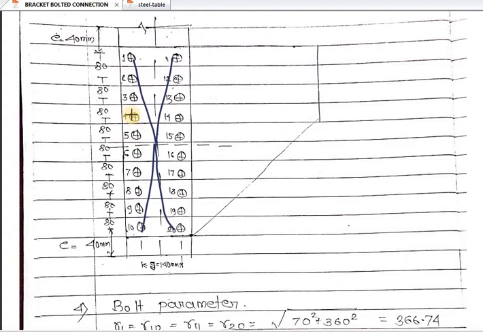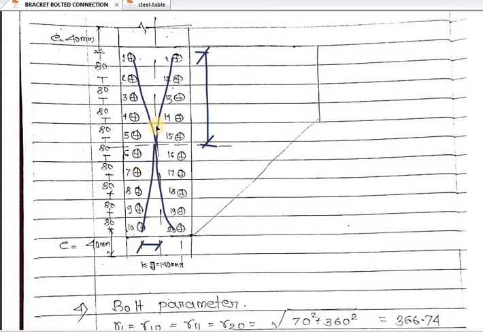So 40 plus 80 plus 80 plus 80 plus 80. 80 how many times? 4 times 80 and 1 time 40. So this will be the vertical distance from this point to this point. What about the horizontal distance? The horizontal distance from this center to this center has been taken as 70. Half the distance is 70.